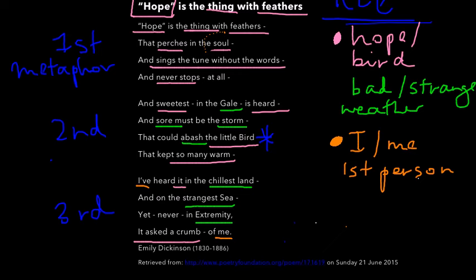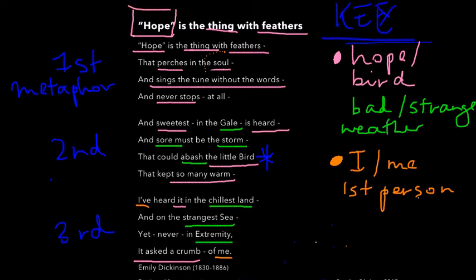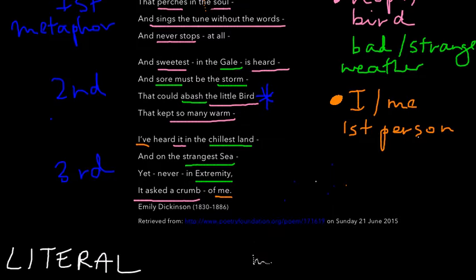So to go back to our question, what does the poem mean? How might it be interpreted? I would answer, at least referencing this first verse, this poem is about hope. And it attempts to describe tangibly, with physicality, the feeling of hope. And the way the poet does this is by likening hope to a bird through metaphor. But this isn't the only metaphor that's working in this text. There's a second metaphor, and the second metaphor is the bad weather. So we have two metaphors working. Hopefully you've guessed it: the bad, strange weather.